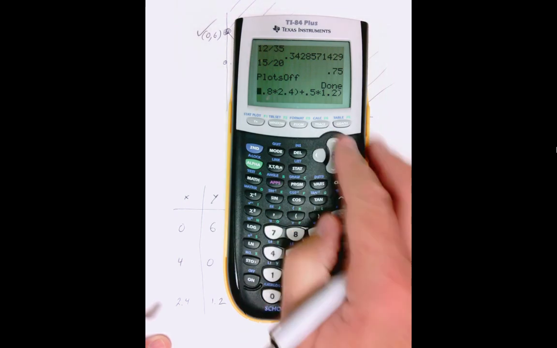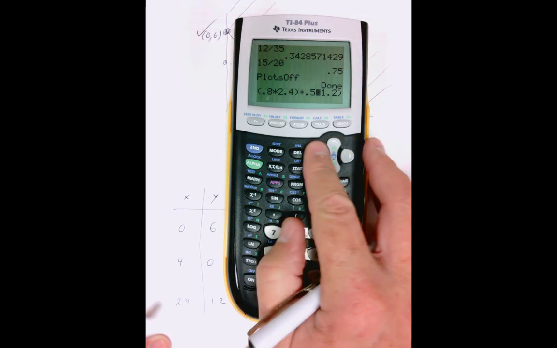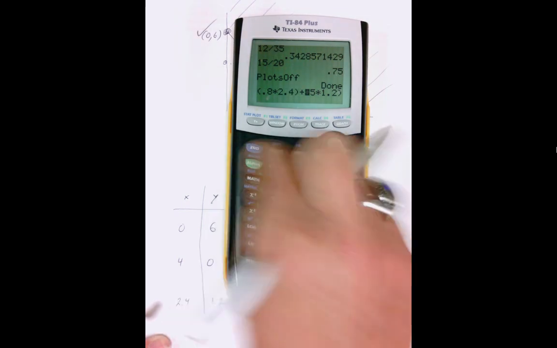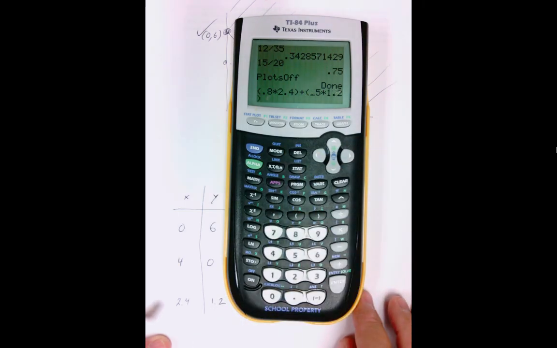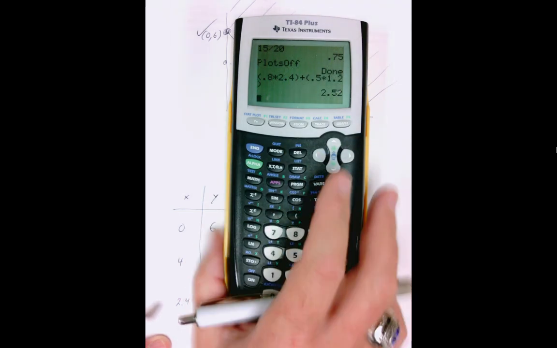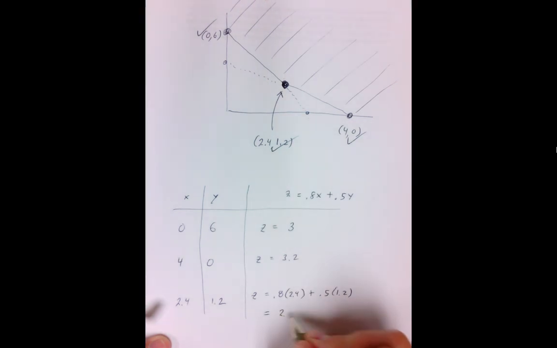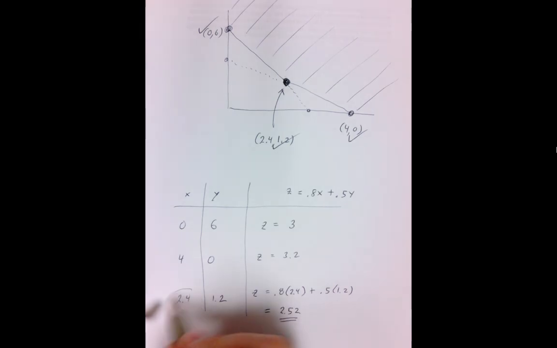And I messed up. Let's insert parentheses there. All right. So guys, we get 2.52 as the answer. So the minimum cost is going to occur when we have 2.4 grams of brand X, 1.2 grams of brand Y, and the minimum cost is going to be $2.52 to achieve our mixture, the goal of the mixture.